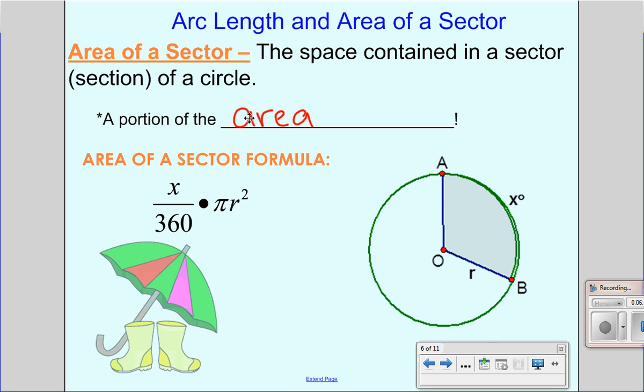So for the formula, we're just going to use the portion of the circle that we have. So it's going to be our arc measure over 360 times the area of a circle, which is pi r squared. Notice that the area of a sector is going to be this space here within the angle and the arc.